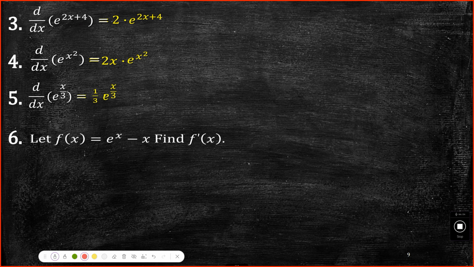What happened there? Let f of x equal this. Find f prime of x. Well, f prime of x is going to equal e to the x. The derivative of x is 1, minus 1. The derivative of x is 1. There it is.